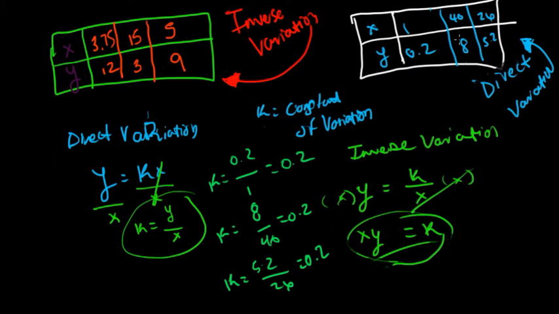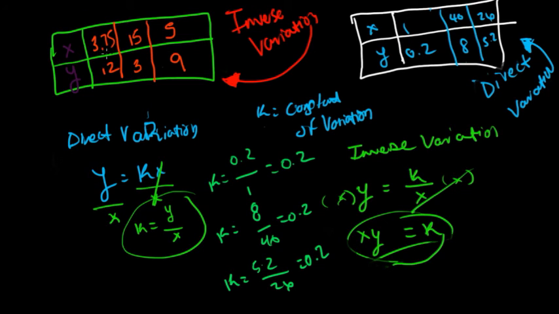They both increased. Now look at what happens from 40 to the next number. From 40 to 26, that's a decrease. But also 8 to 5.2, that's also a decrease. So they're doing the same. That's why it's a direct variation. X increases, then y increases. X decreases, then y decreases. Okay? Now let's look at inverse variation.